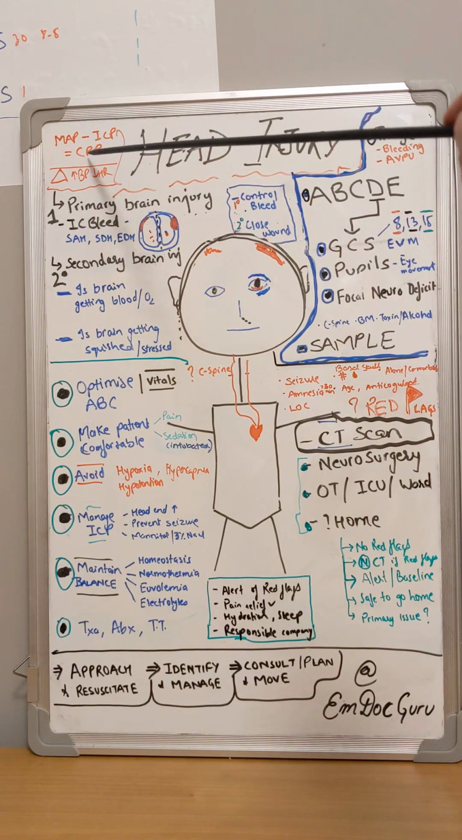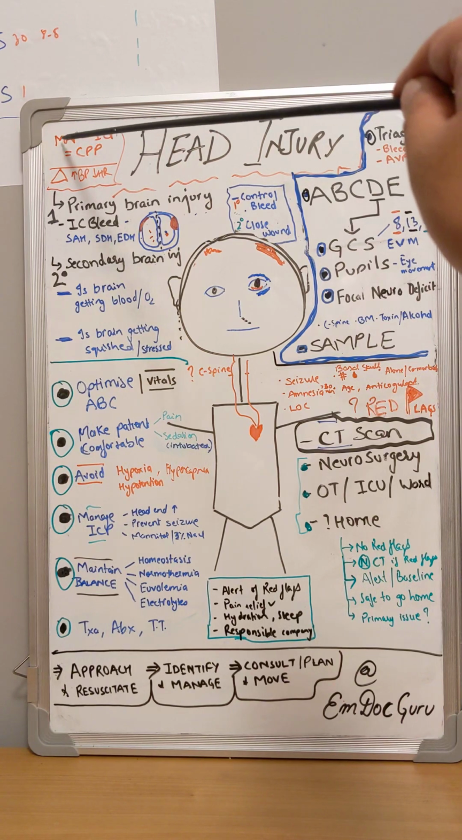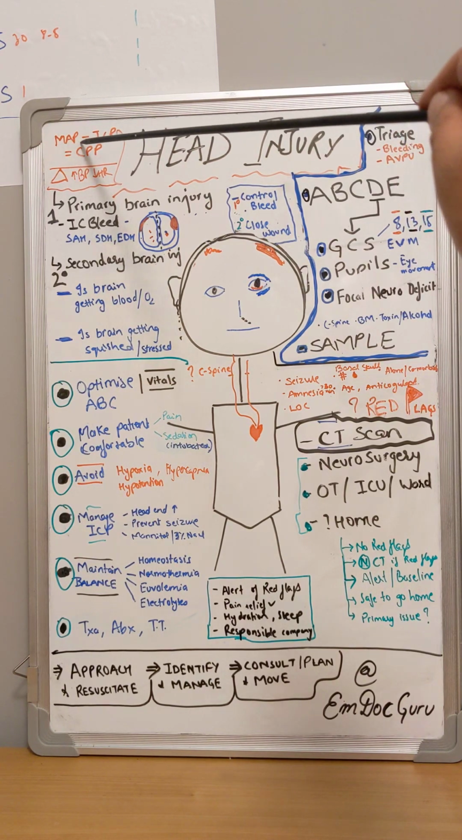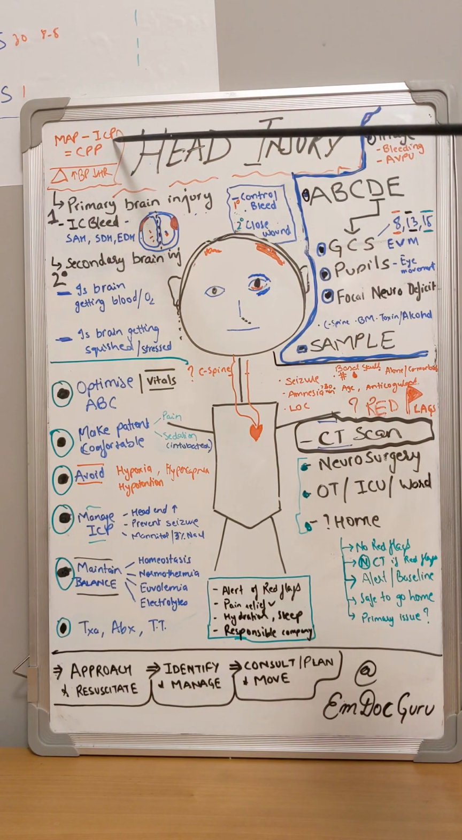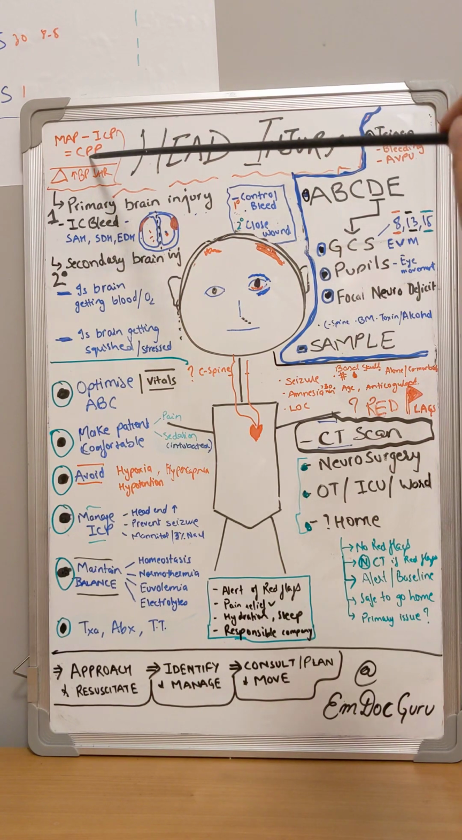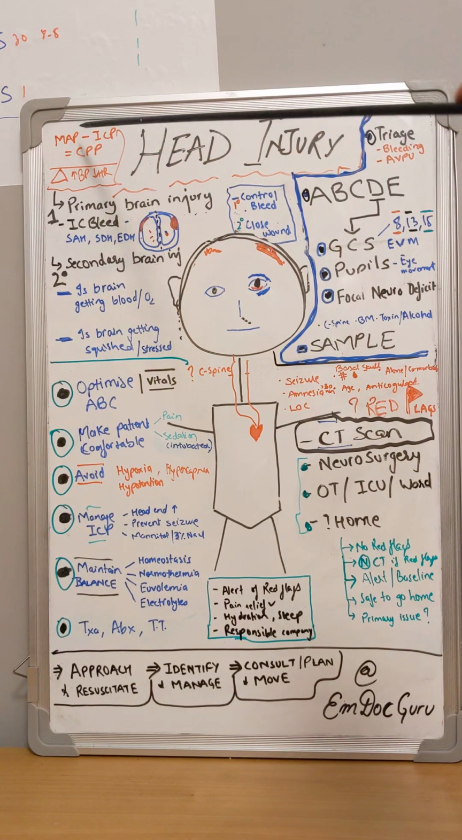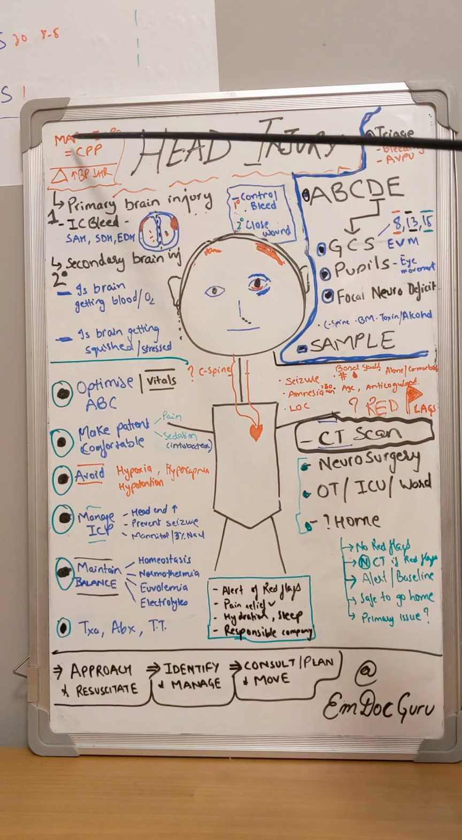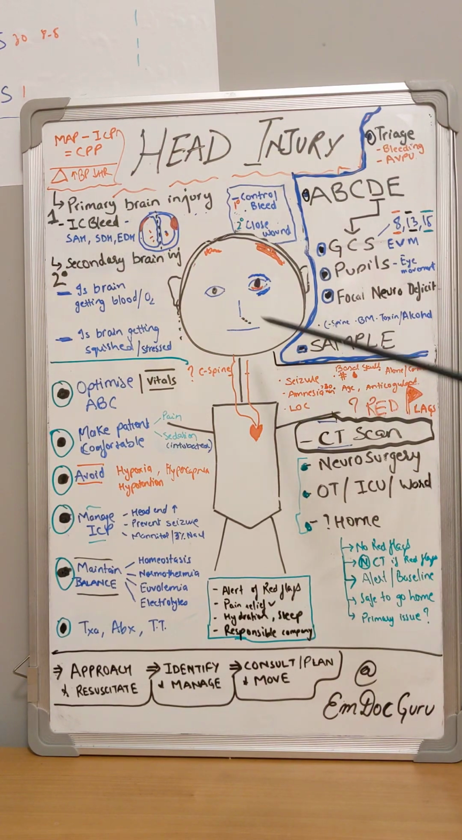Now, this equation, if you read here, is mean arterial pressure minus intracranial pressure is equal to cerebral perfusion pressure. Now, what does this mean? Your mean arterial pressure is the pressure which is SBP plus 2 DBP by 3. That's the equation. Usually it is above 65 in most normal grown-up adults.